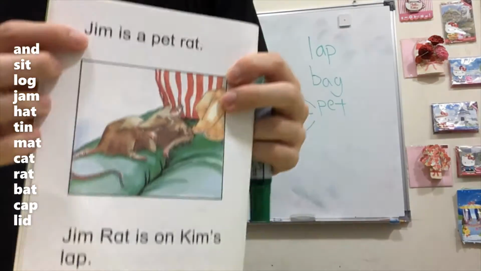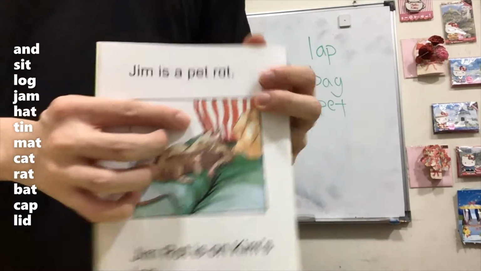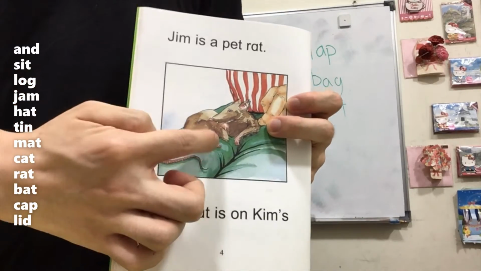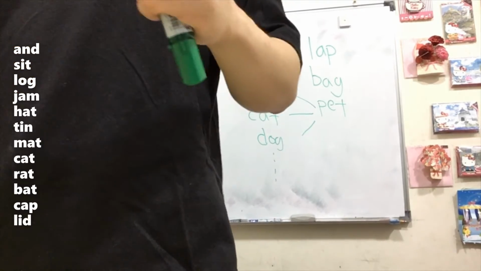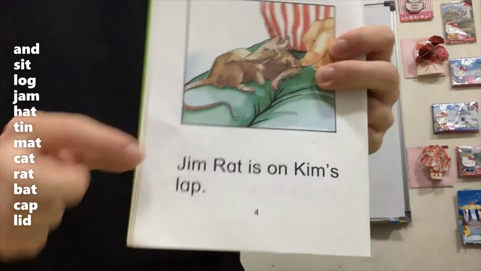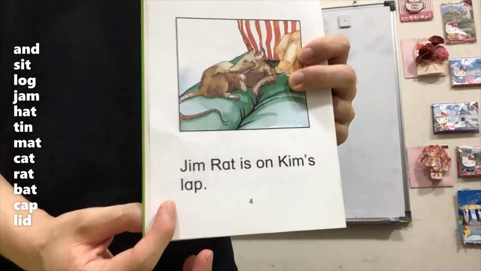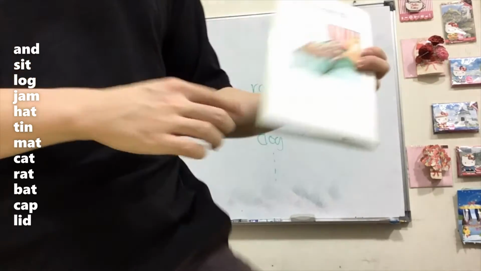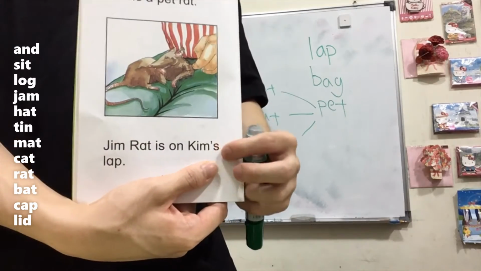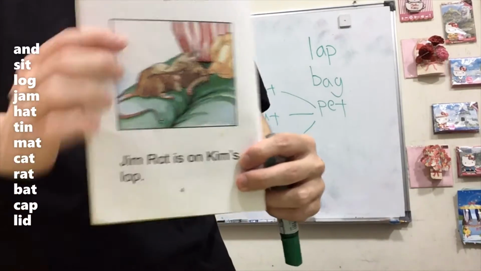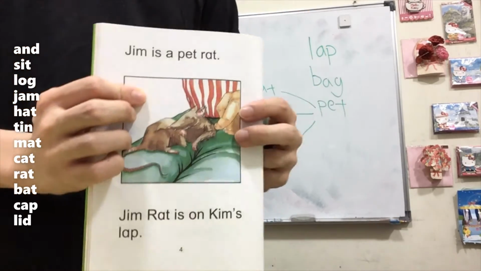So Jim is a pet rat. The name of the rat is Jim. So this guy is Jim, he's a rat. Jim Rat is on Kim's lap. Again, the rat is sitting on the lap, but now he's sitting on Kim's lap. Kim is this person wearing the red color shirt, alright?